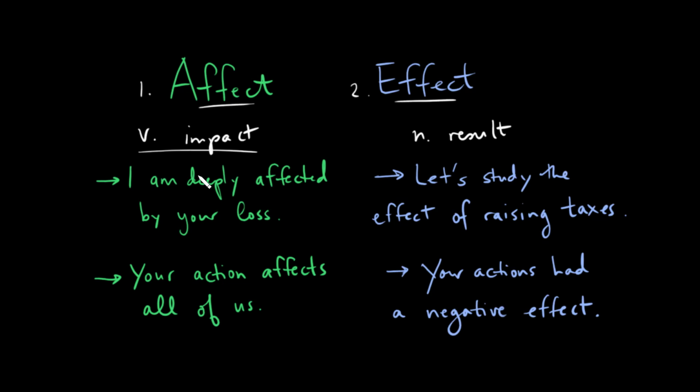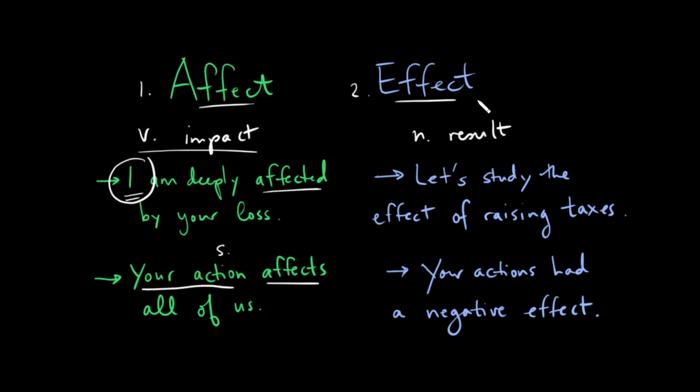So here are a couple of examples for affect, and notice that often affect has to do with a kind of emotional impact. So we could say, I am deeply affected by your loss, or your action affects all of us. And notice that in these cases, because affect is a verb, there has to be a subject doing this action. So I am affected. You can see this is the passive voice. It happens to me, but I is the subject. And here, your action is the subject, and then that does the action of affecting. So your action affects all of us.